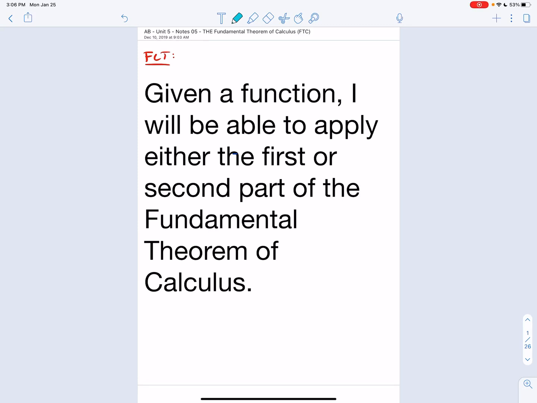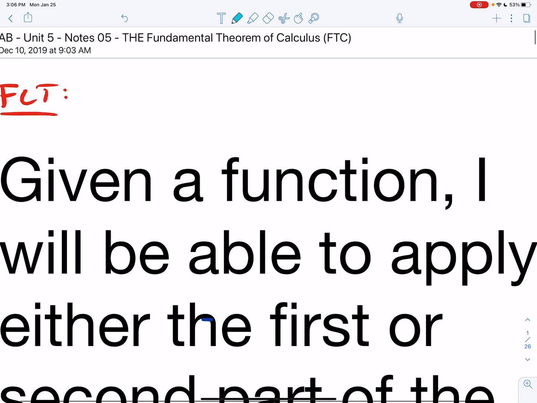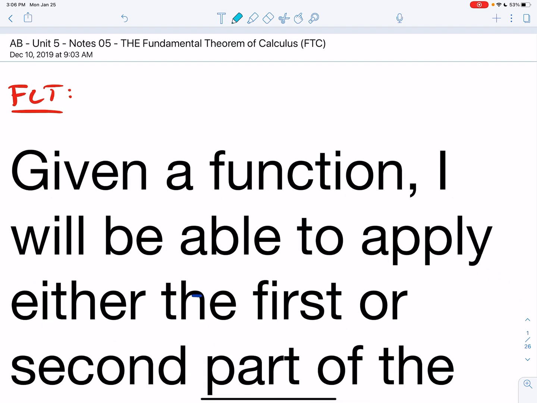Hey guys, this is Unit 5, Notes number 5. Very important lesson, as with all of them, but this one in particular, as you can tell, it's the fundamental theorem of calculus, FTC, okay?